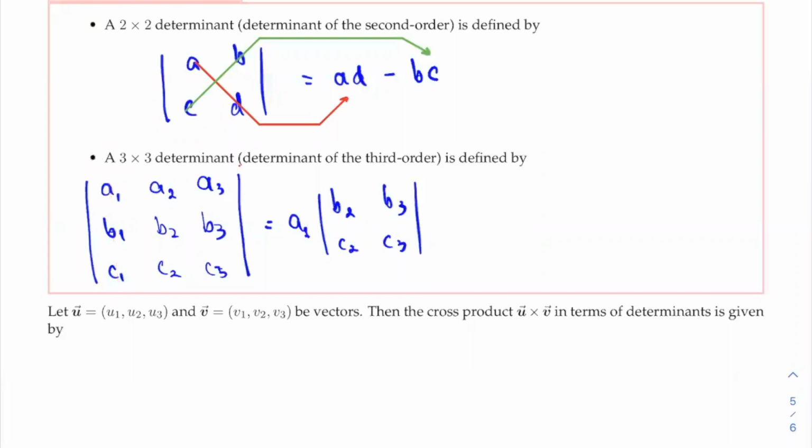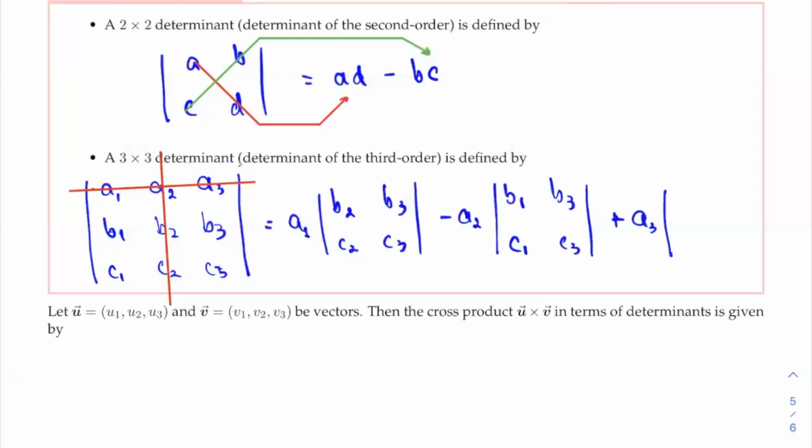Now, when you move on to A2, you have to do negative A2 because this is positive, this is negative, and later on, when you do A3, you have positive as well. So negative A2 times the determinant of, when you choose A2, remove the corresponding column and row, and you're left with the determinant of B1, B3, C1, C3. The last entry is A3 times the determinant of B1, B2, C1, C2. Okay, so that's how you calculate the 3x3 determinant.